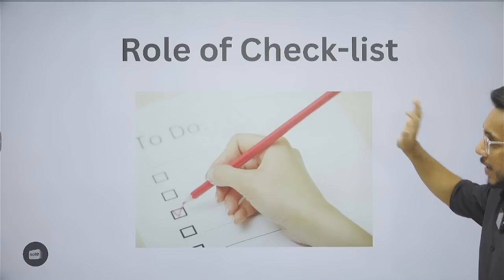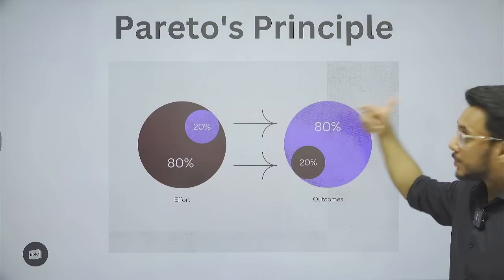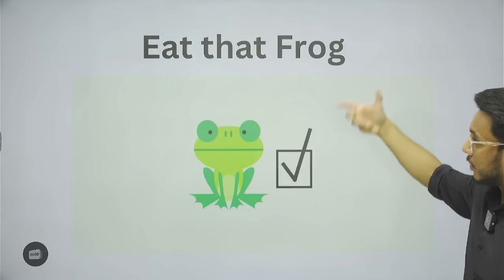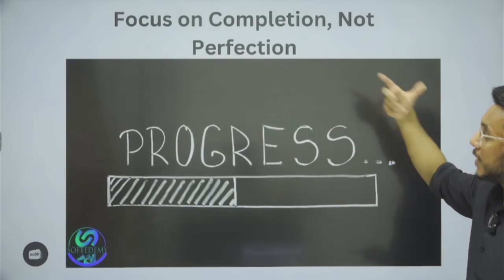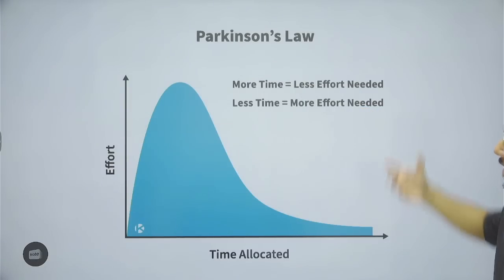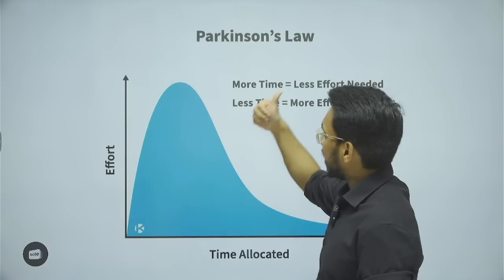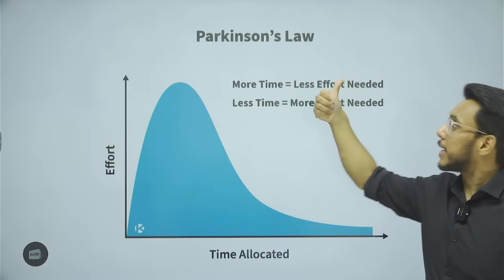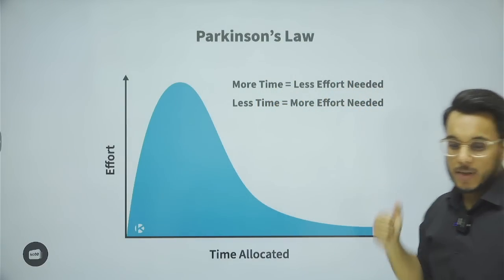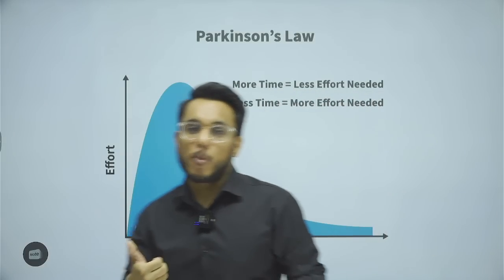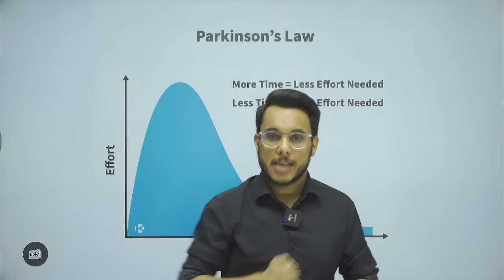So first tip, let's revise: Pareto principle. Second is the role of checklist. Within that, eat that frog, sense of accomplishment and focus on completion. Then next, the third tip is that you should be mindful about Parkinson's law or Parkinson's principle. Now, what does Parkinson's law provide, and how to utilize it in the exam?